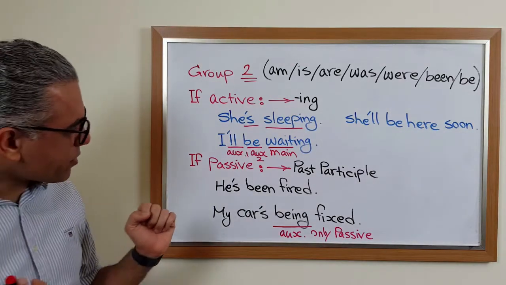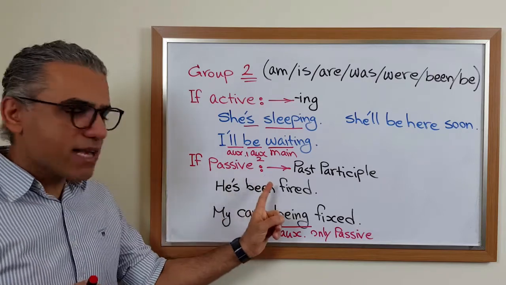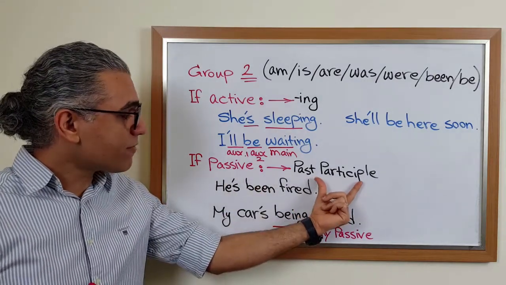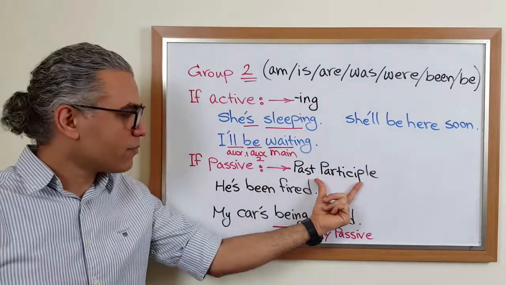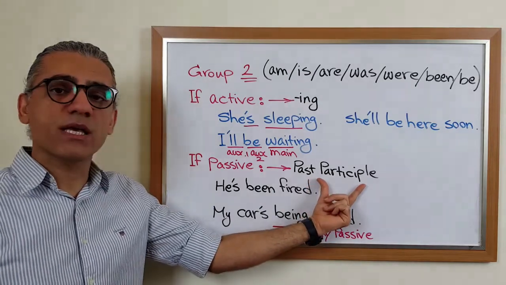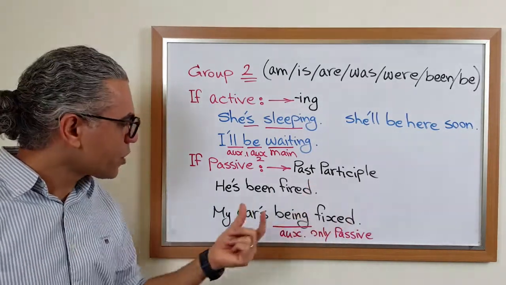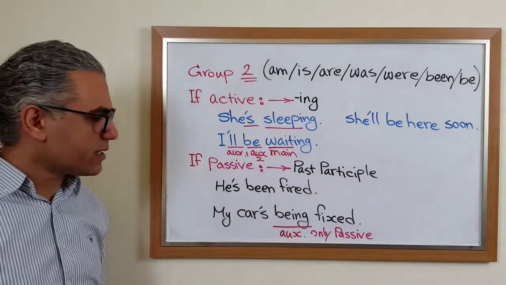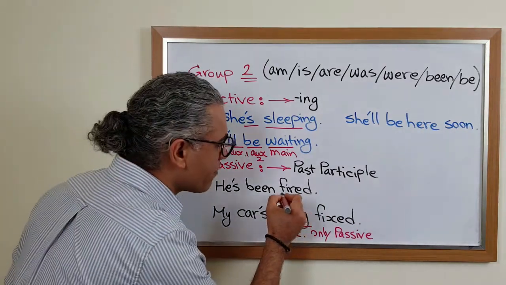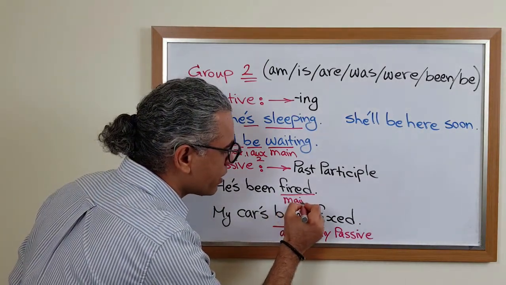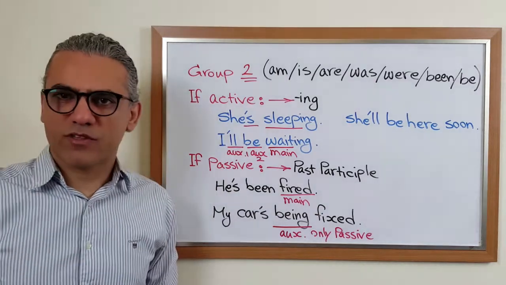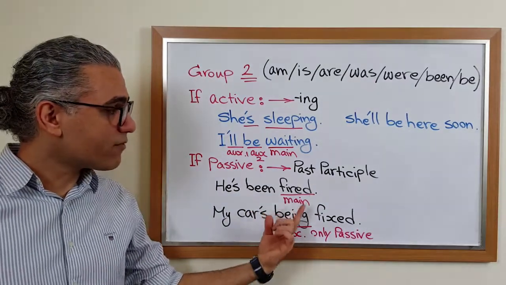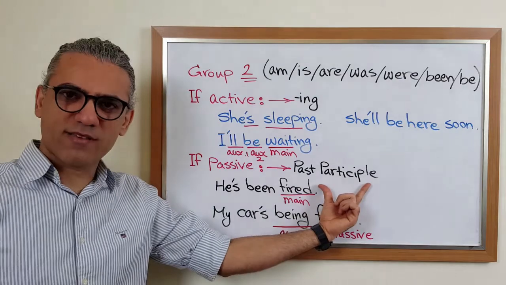And let me tell you something. If it is passive, the main verb or the following verb must be in past participle form. Look, he's been fired. What is the main verb? The main verb is this one. What is the form of the main verb? The form of the main verb is past participle form.